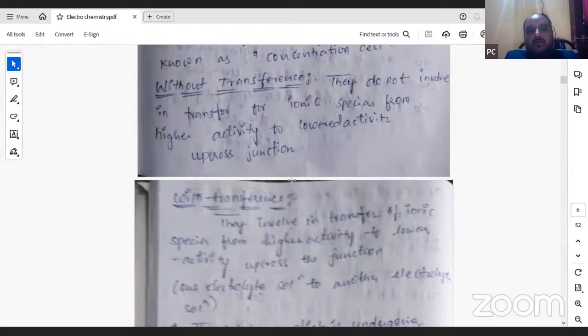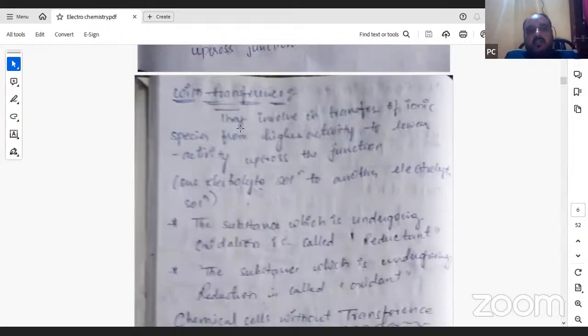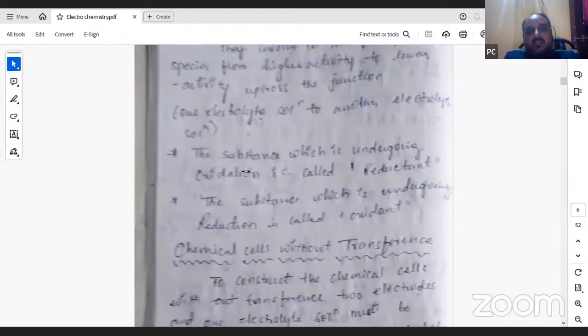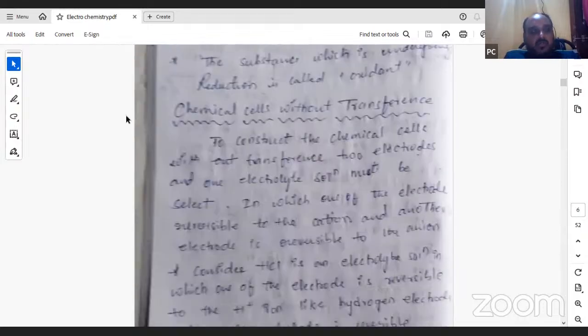So therefore, we can consider that is the direct transfer that becomes with transference. Therefore, with the help of this, now we are going to construct the chemical cells with transference and without transference, then concentration cells with transference and without transference.